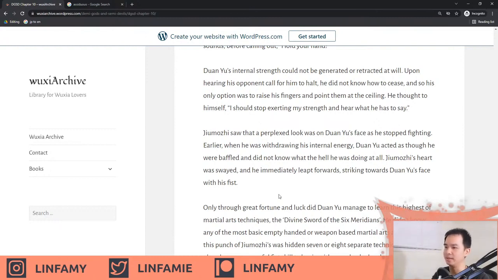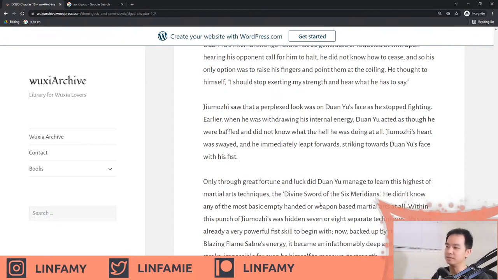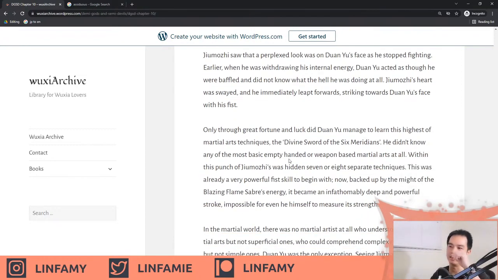Jiumotsu's heart was swayed, and he immediately leapt forward, striking towards Duan Yu's face with his fist. Only through great luck and fortune did Duan Yu manage to learn this highest martial arts technique, the divine sword of the 6 meridians. He didn't know any of the most basic empty-handed or weapon-based martial arts at all. Within this punch of Jiumotsu's was hidden 7 or 8 separate techniques. This was already a very powerful fist skill to begin with. Now, backed up by the might of the blazing flame saber's energy, it became an unfathomably deep and powerful stroke, impossible for even he himself to measure its strength.